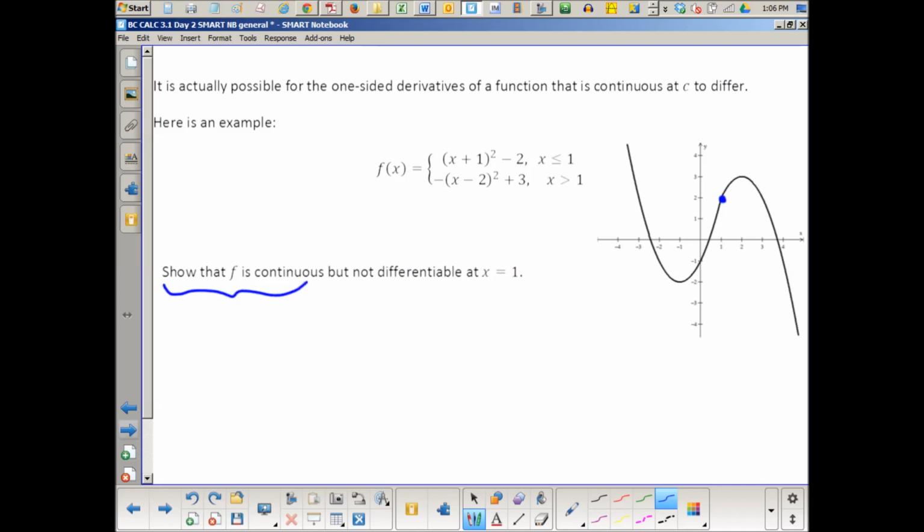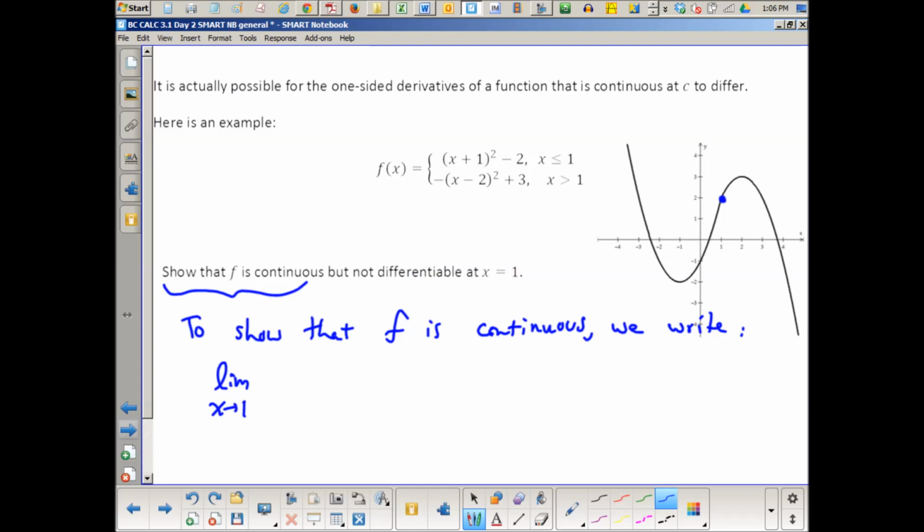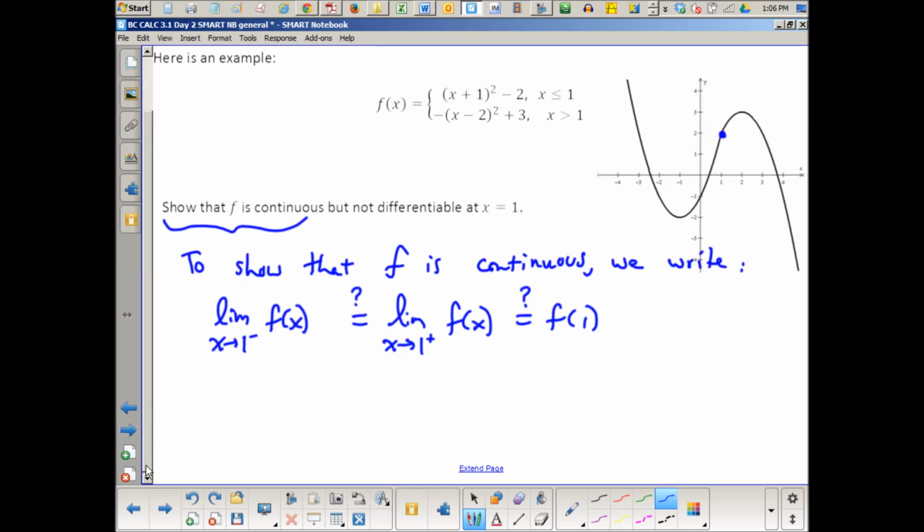Let's do this part first. To show that f is continuous, we would write: limit as x goes to 1 from the left of f of x. Is this indeed equal to limit as x goes to 1 from the right of f of x, and is that in turn equal to f of 1? So this is our little continuity test. This is chapter 2 stuff, right?